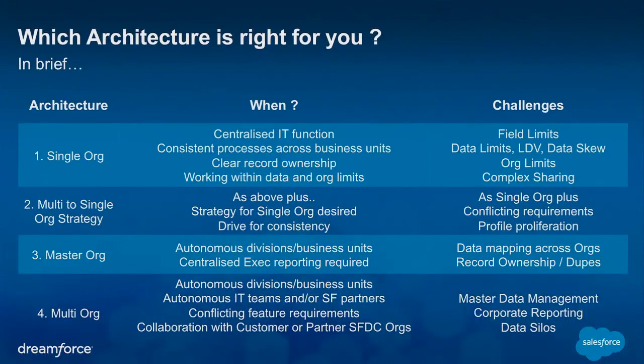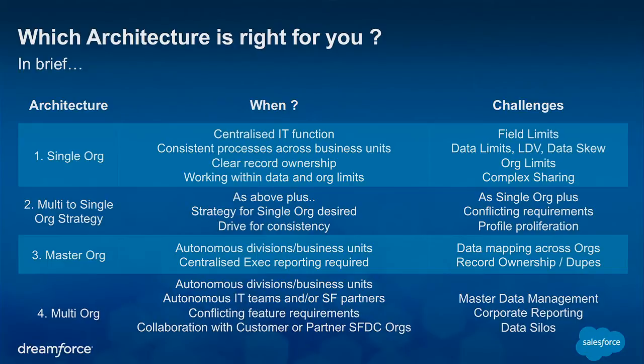So which of these is right for you? The first one, the single org, just to summarize: we have a centralized IT function. So if your IT is within the company and you've got a single team, then a single org will work very well for you. Make sure you have consistent processes across your business units. You don't want to have lots of complexity, lots of rules. Make sure you have clear record ownership. Who owns the record? Who's the account owner? Who's just on the account team?